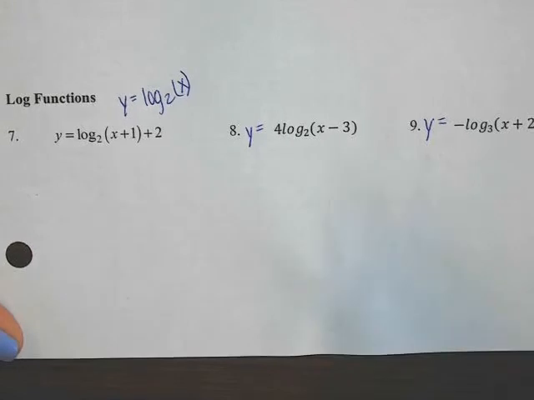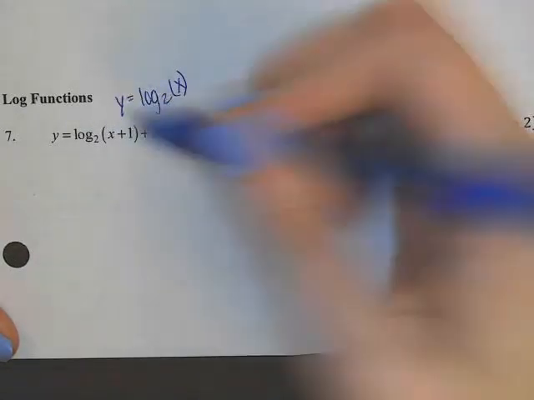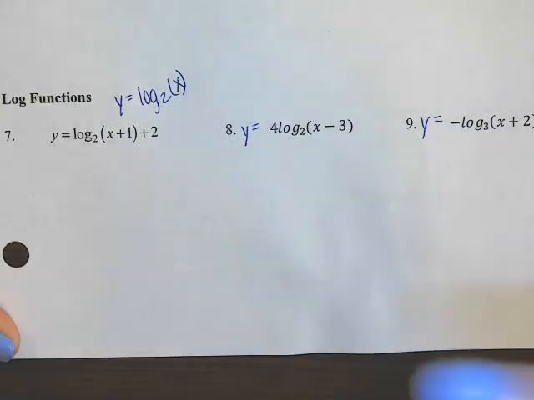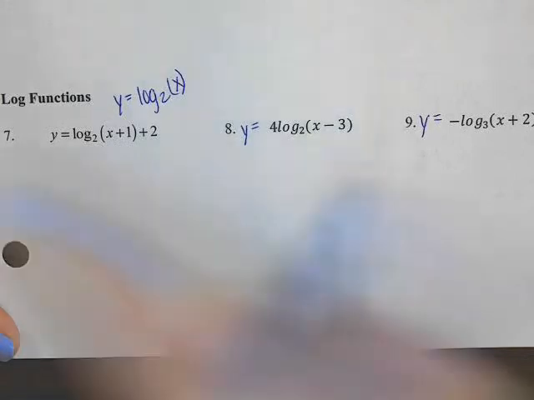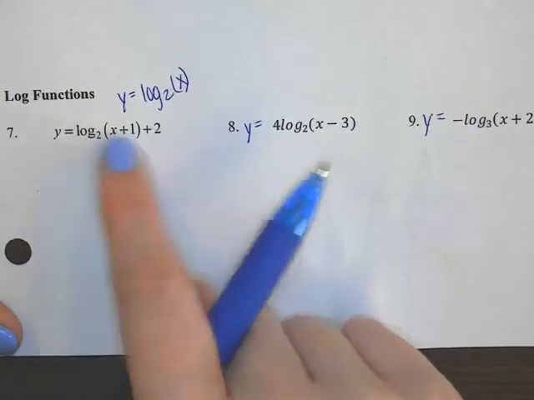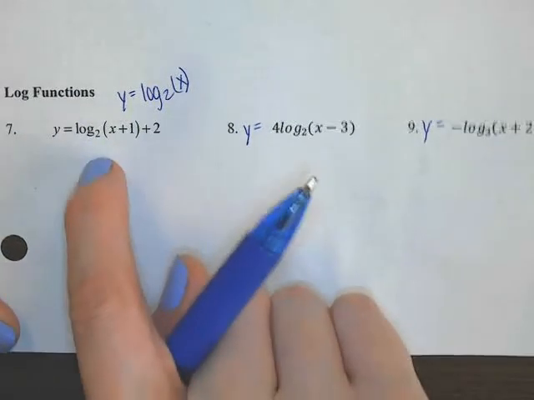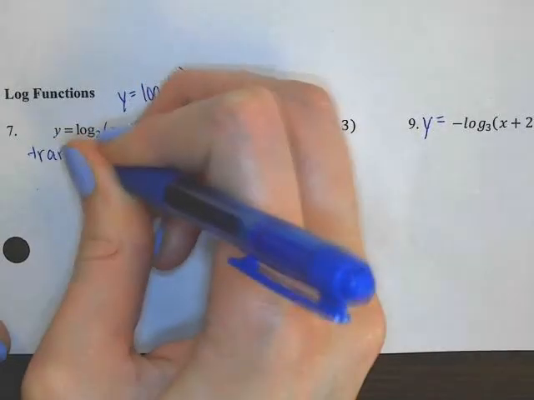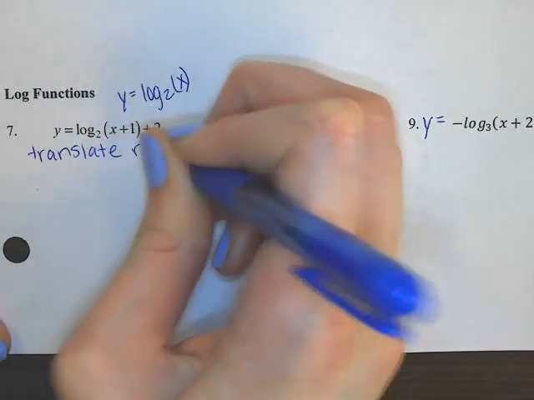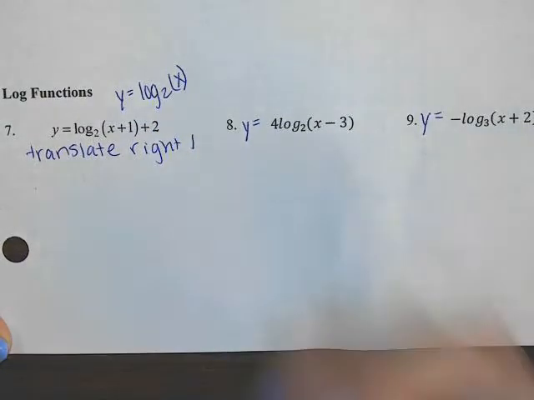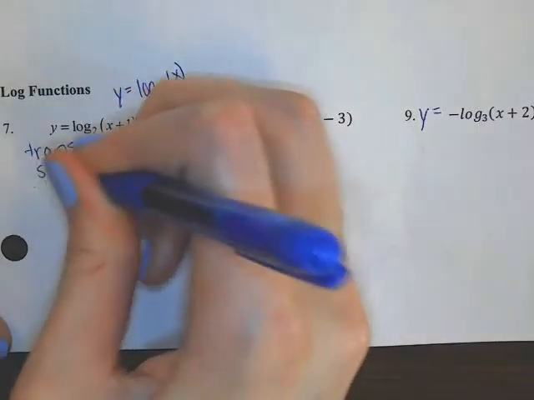All right, so there's no a value. Do we have an h value? Yes. What's the h? We're on 7. It's 1 because the 1 is changing your x on the inside. But we inverse it, so I translate where? Right. And then we have a k value of plus 2, which is on the outside, so it's going to shift up.